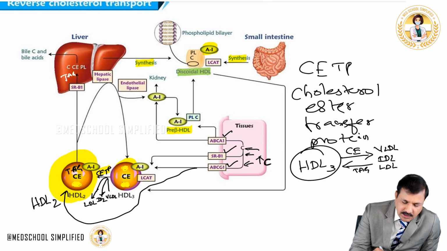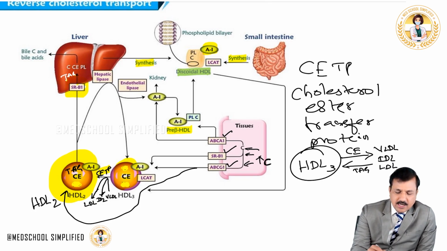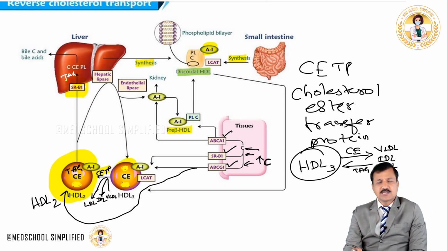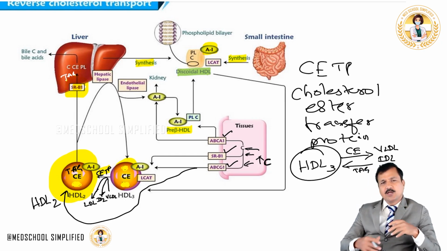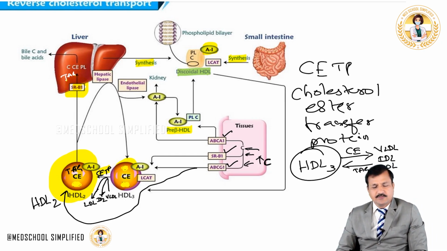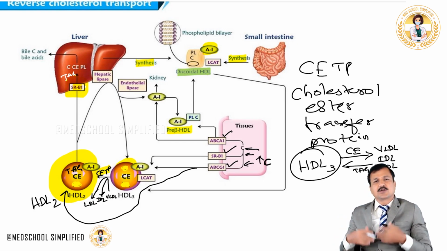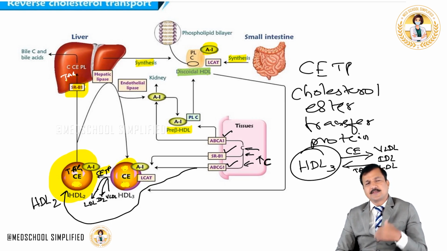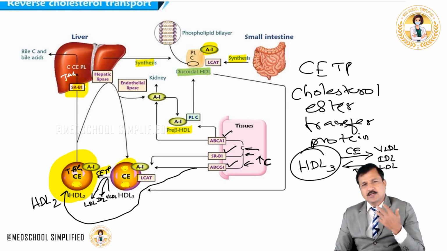HDL2 can go back to the liver and offload its content. So that is done through SRB1 receptor. This SRB1 receptor, it's a scavenger receptor where it is going to interact with the HDL2 molecule and content is offloaded into the liver. Basically cholesterol, cholesterol ester, phospholipid and triacylglycerol, all that is offloaded into the liver, and that's how HDL2 is removed from the circulation. That's one fate of HDL2, interacting with SRB1 receptor.